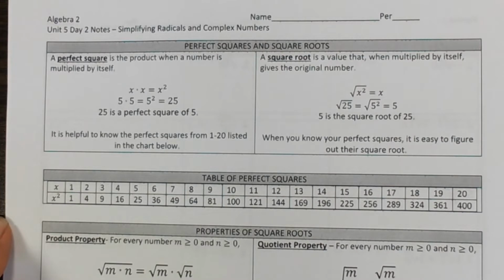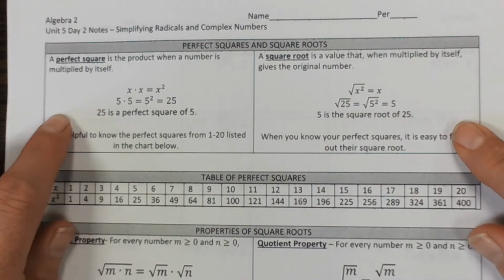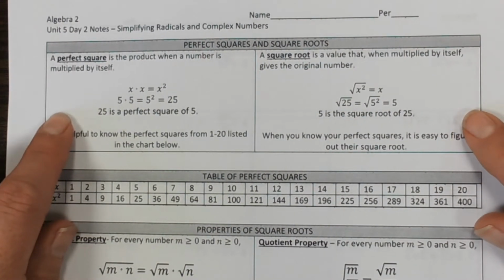Today, we are talking about simplifying radicals and complex numbers. Okay, so first I just wanted to start out by reminding us what our perfect squares are and what our square roots are.